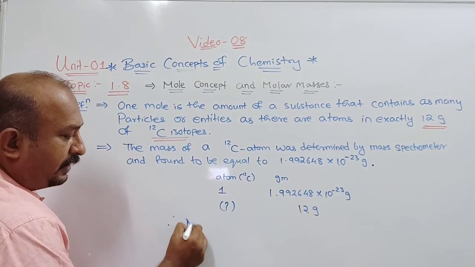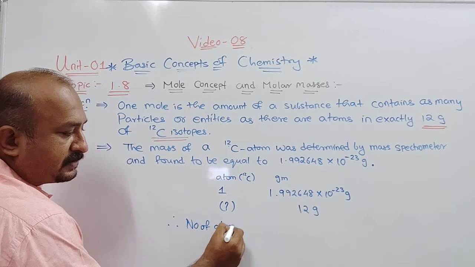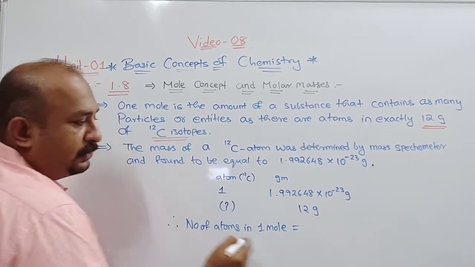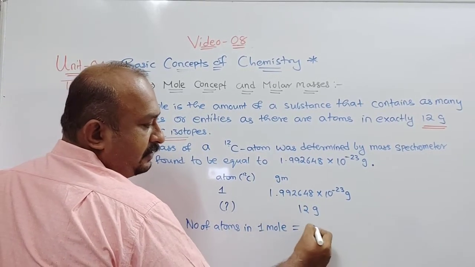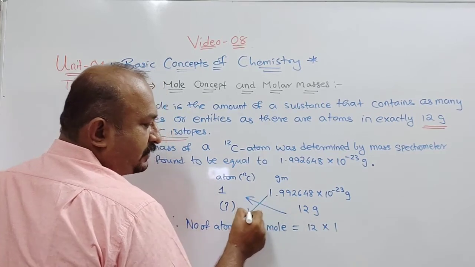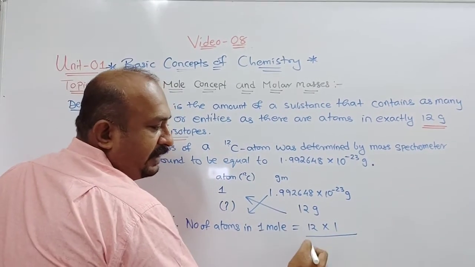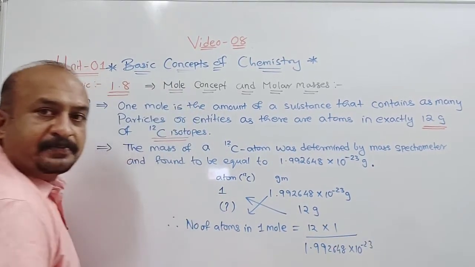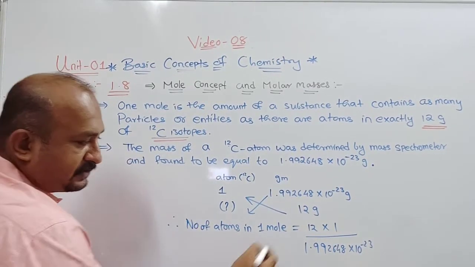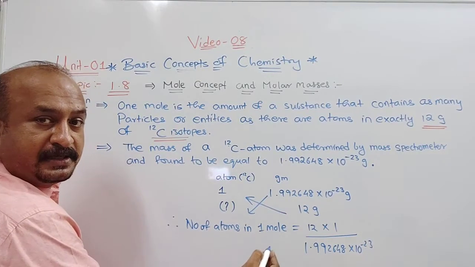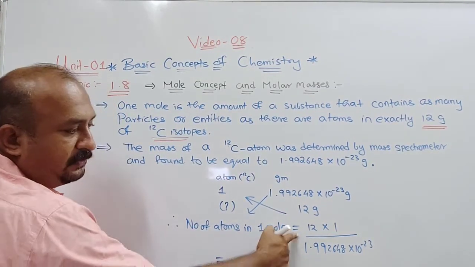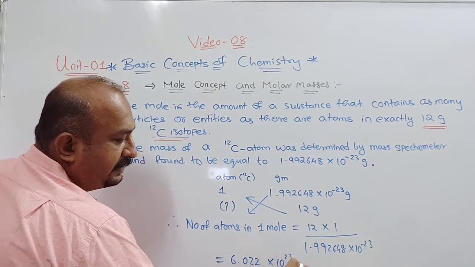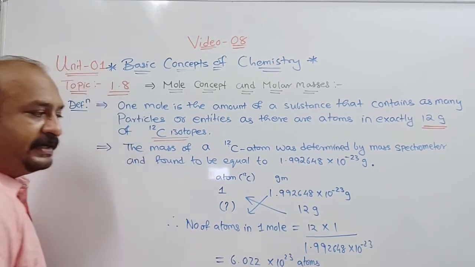Understood? So, therefore, the number of atoms in 1 mole will be equal to, by the cross multiplication technique, 12 into 1 divided by 1.992648 into 10 raised to minus 23. Understood or not? So after calculation we came to know that the value of this was equal to 6.022 into 10 raised to 23 atoms.